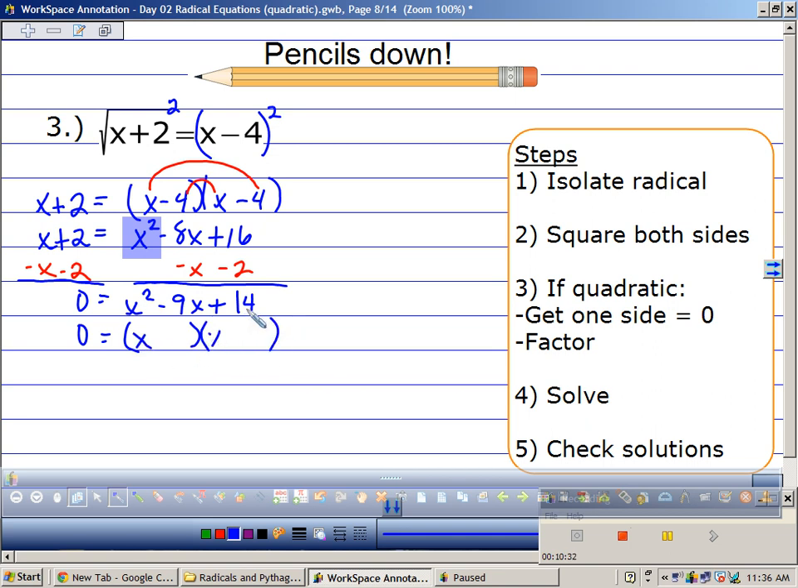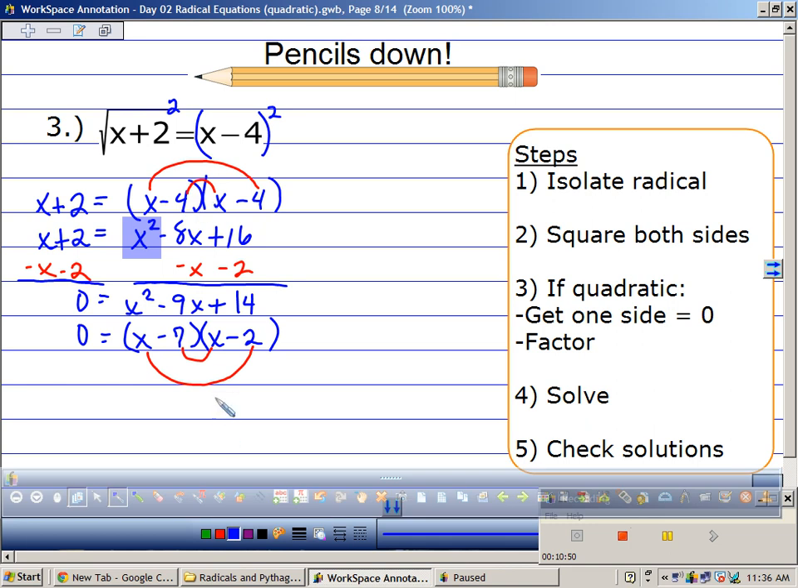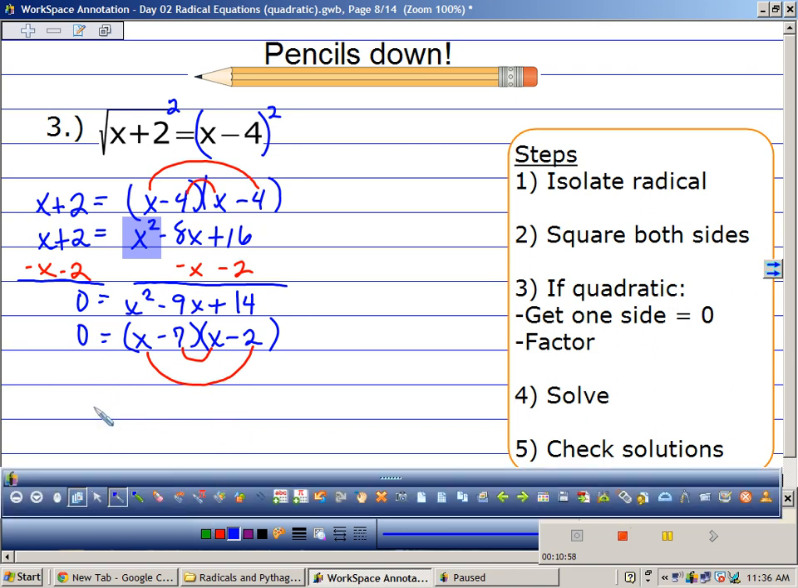x and x. What two numbers make 14? 7 and 2. How am I going to make 7x and 2x make negative 9x? Negative and negative, right? See how I'm using the same strategy to do factoring and to multiply? It's the same strategy. So what does x equal?